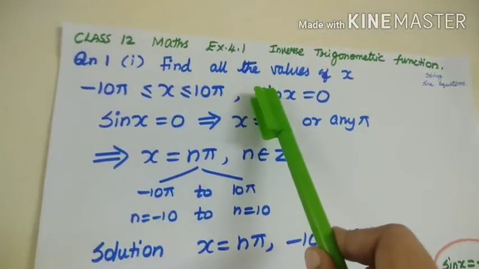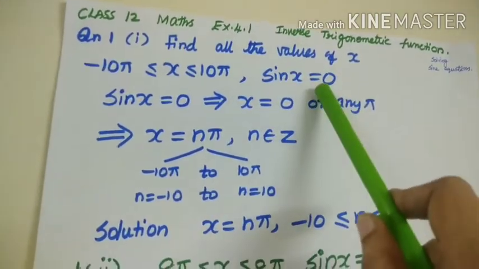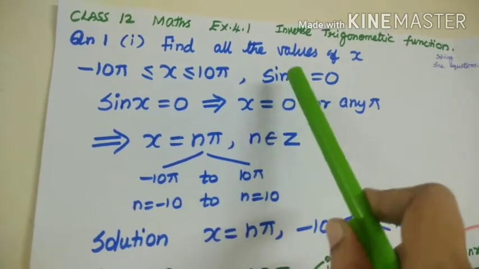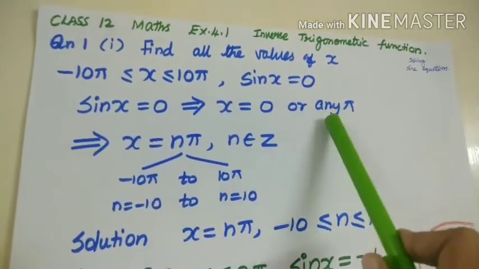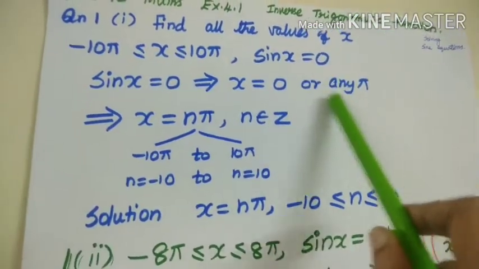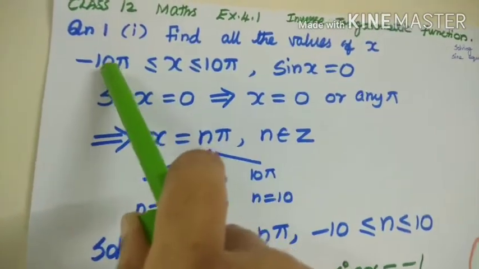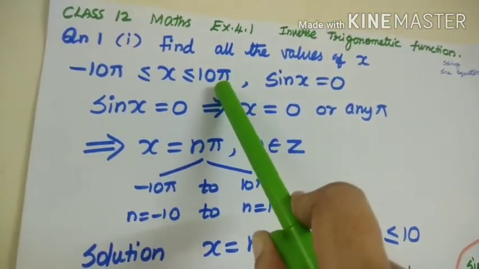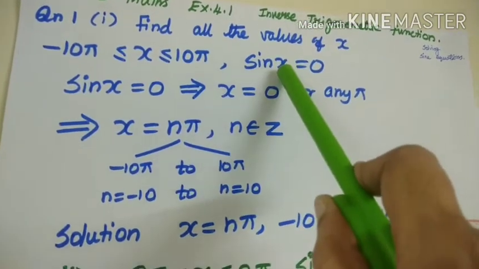Exercise 4.1, Inverse trigonometric functions. Find the value of x, given sin x equal to 0. Now we know sin x is 0 means x is equal to 0 or any n pi. A little before we saw this in the graph. So any n pi, we write n pi. But they have given some restriction here: minus 10 pi to plus 10 pi. x is equal to n pi, as I derive from this equation.